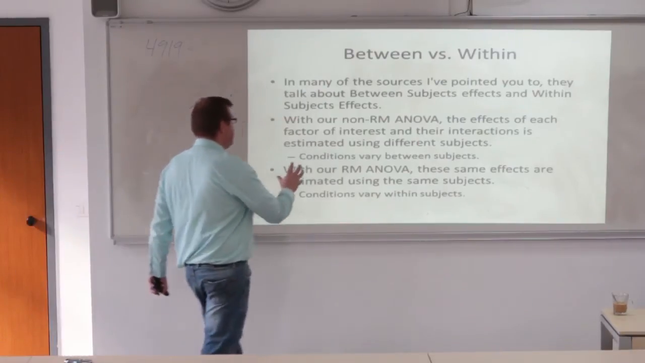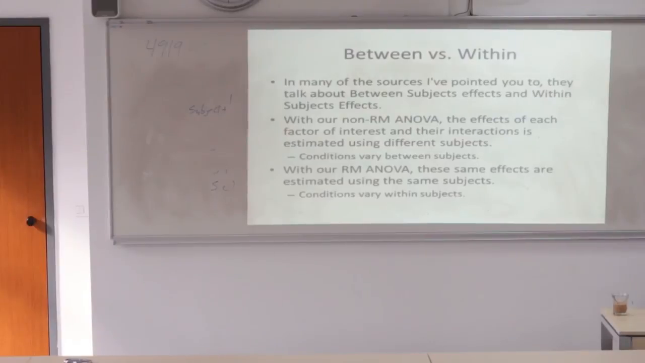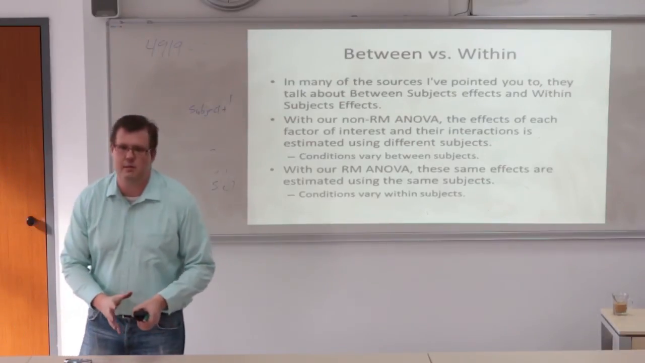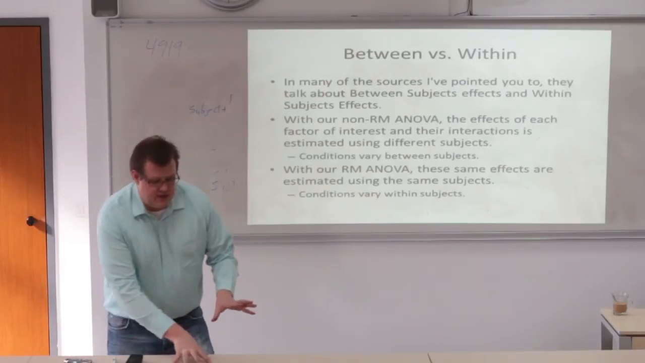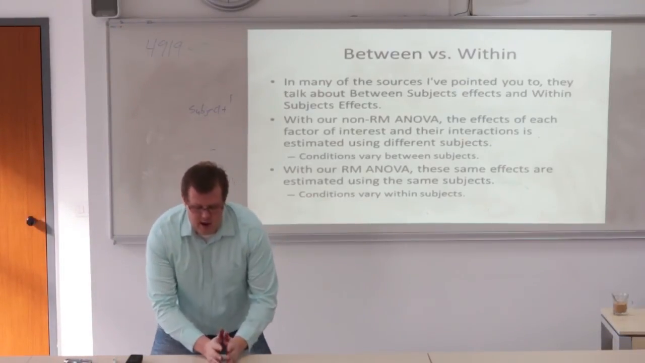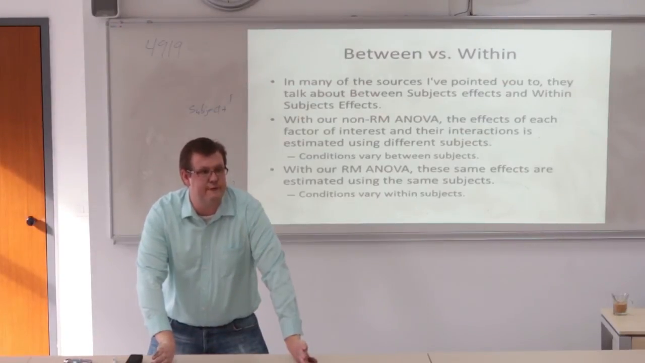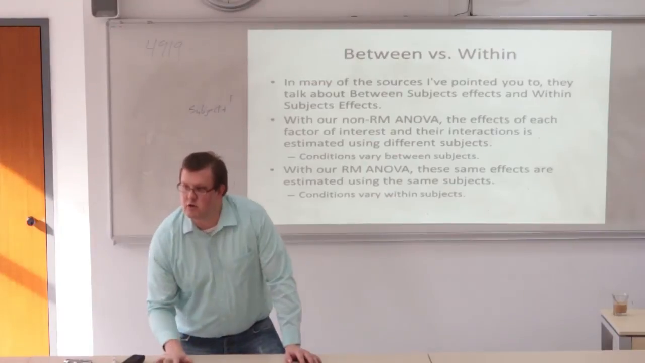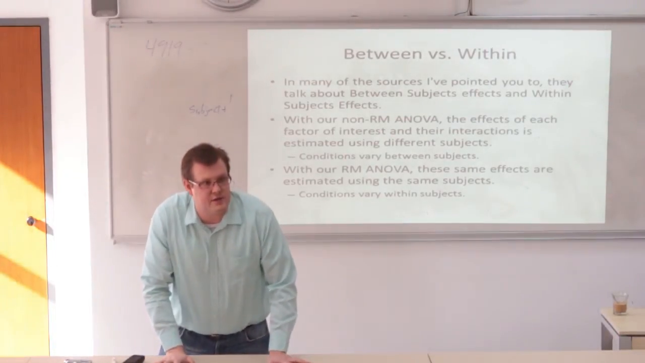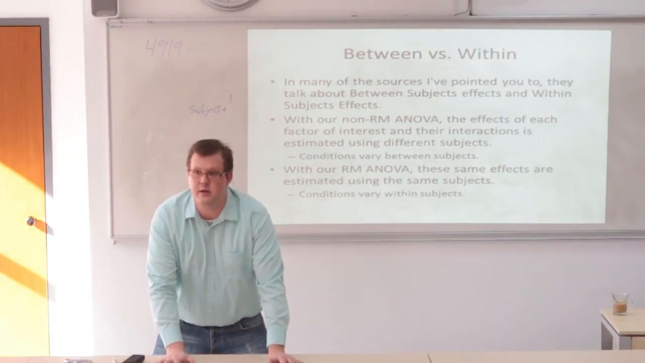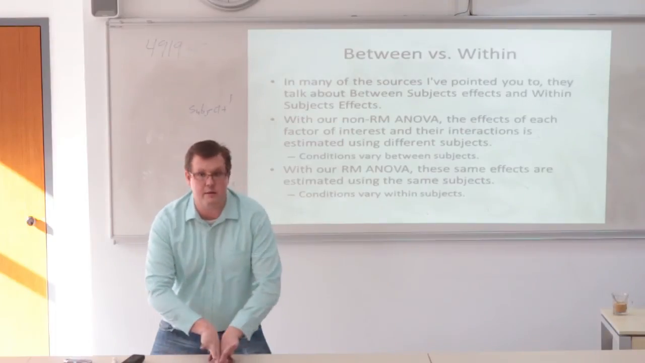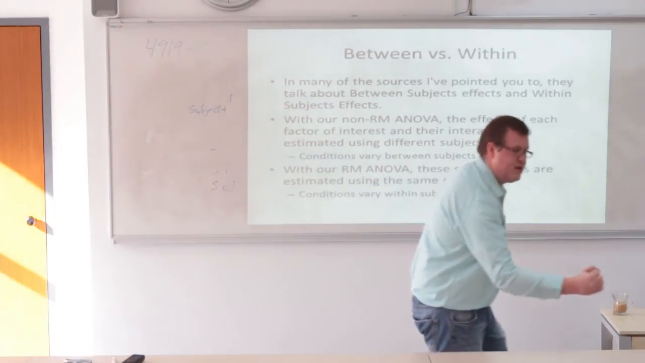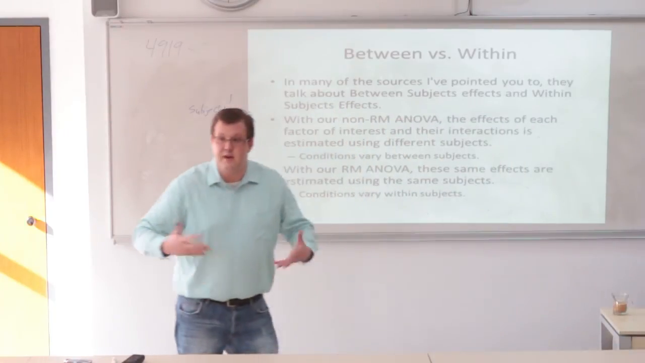With the non-repeated measures ANOVA, each observation is coming from a different person, or school, or society, whatever the subject is. Each observation is coming from a different subject. This means that the different groups are reflecting differences between the different subjects, right? The groups are varying between subjects. There's a group of subjects that got the Israeli caption, a group of other subjects that got the Palestinian caption. The manipulation of media exposure varied between subjects. Whereas with repeated measures, we have the same subject in each of the conditions, meaning that these conditions are varying within the subject.